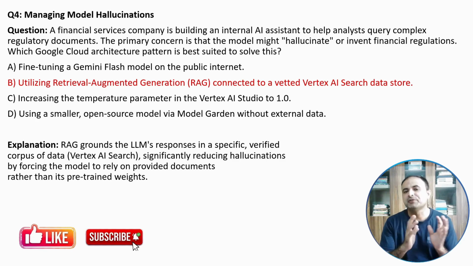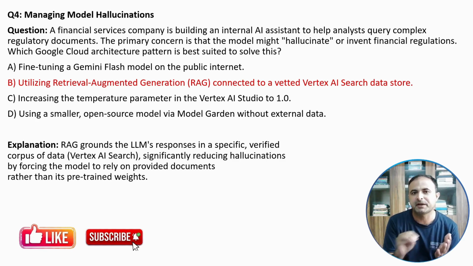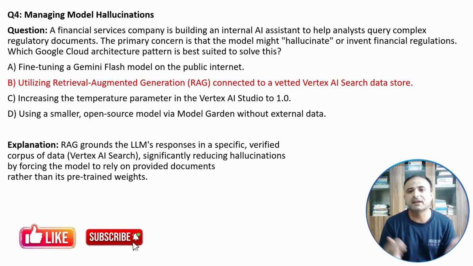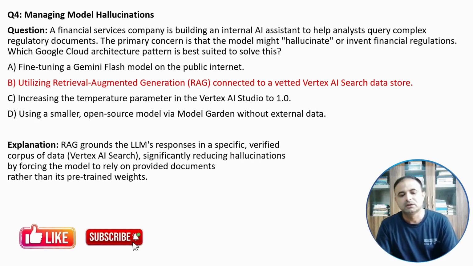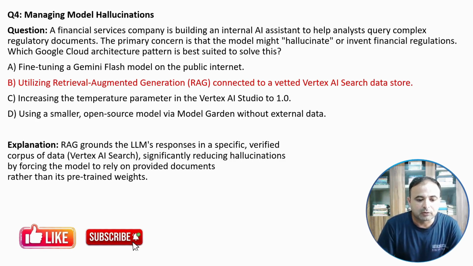Hallucination means, for example, if you search something in Gemini, ChatGPT, or a different AI like Copilot, every chatbot replies with a different result, not the same. Here RAG grounds the LLM response in a specific verified corpus of data. Vertex AI Search significantly reduces hallucination by forcing the model to rely on the provided documents, because we are providing the relevant document, and it helps and sends the response to the LLM to reply with.